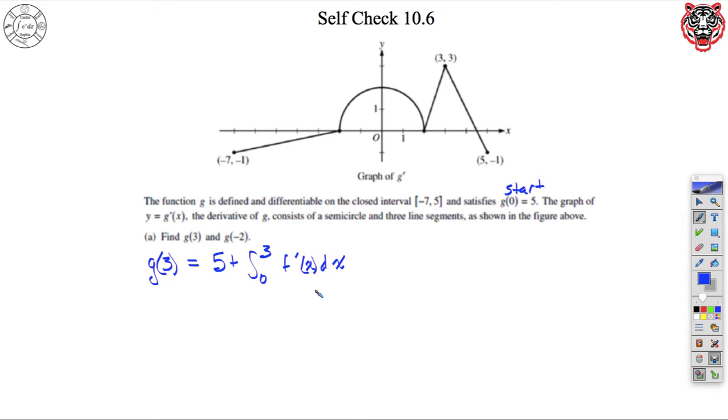Oh, that's our 5-minute warning. F prime? Sorry, it's not f prime. What should it be? It should be g prime of x dx. Oh, even worse. Okay. Because it's giving us a graph of g prime.